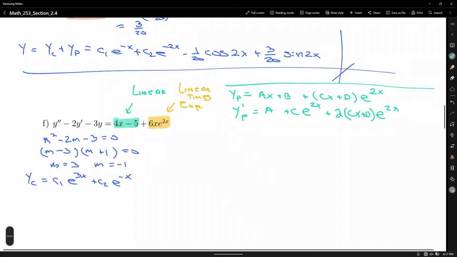We still need to get the second derivative. Okay, let's get the second derivative. So y sub p double prime equals the derivative of a, plus the derivative of c e to the 2x, which is 0, and 2c e to the 2x. And here, we're going to need another product to differentiate. All right? Okay, so what do we have?